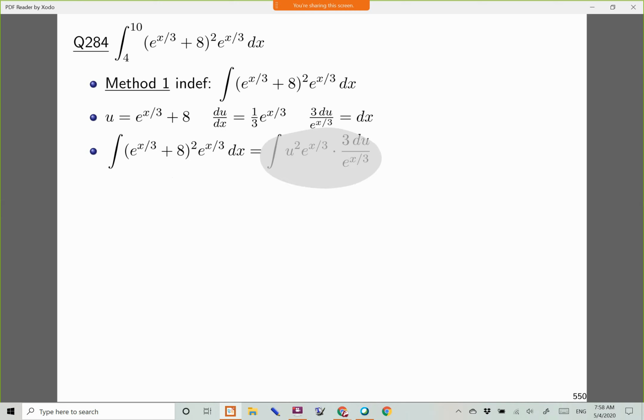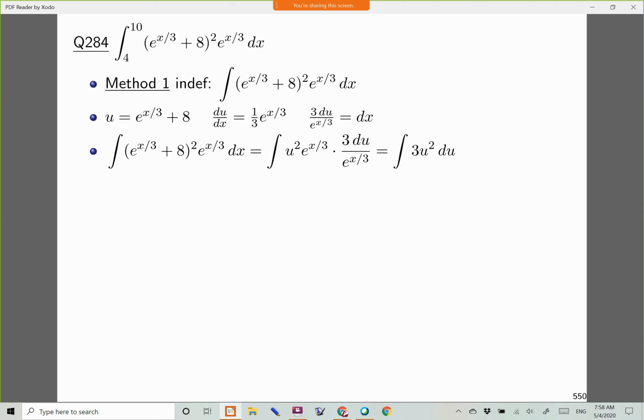The issue here is this integral still has a mix of x's and u's. But take a look. There's an e to the x over 3 in the denominator and one in the numerator. So those factors cancel out. And we're left with integral 3u squared du.